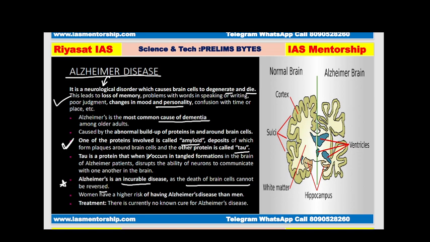Women have a higher risk of Alzheimer's than men. Treatment: there is currently no cure for Alzheimer's. Remember it. This is your normal brain on the left side. This is your Alzheimer's brain. You can see how the cells and the cell walls of the brain are shrinking, and the size is getting very small. So this is your Alzheimer's disease.